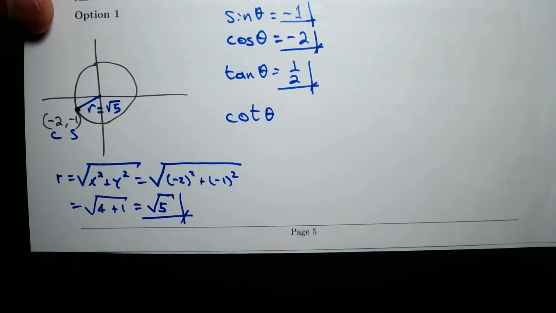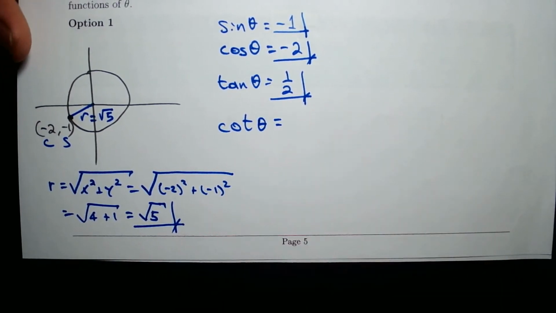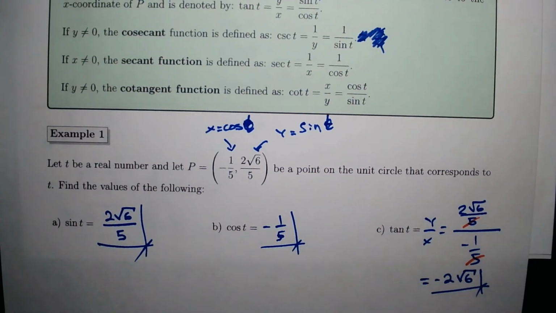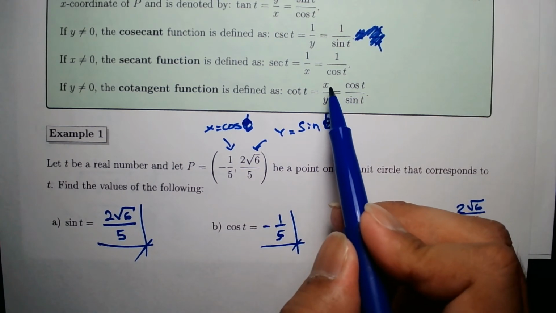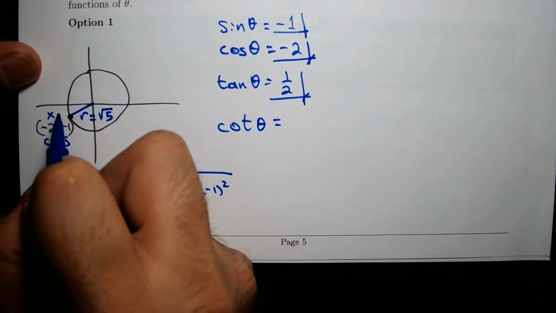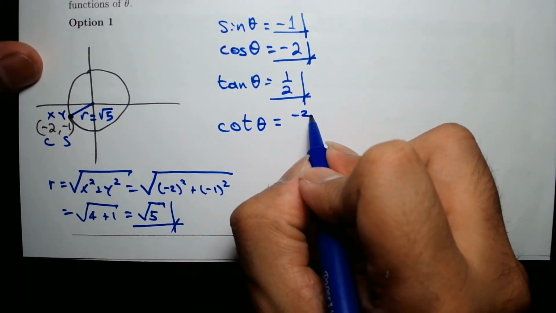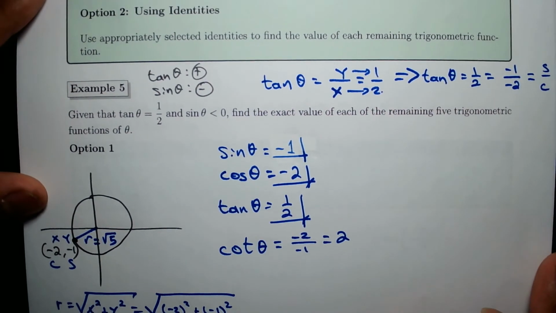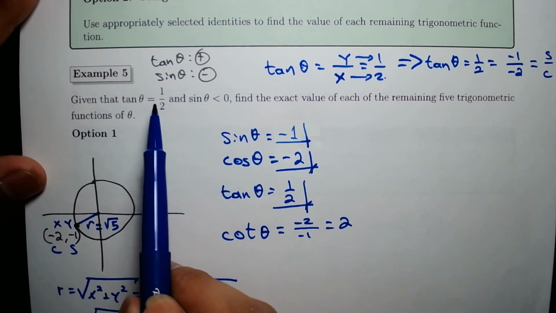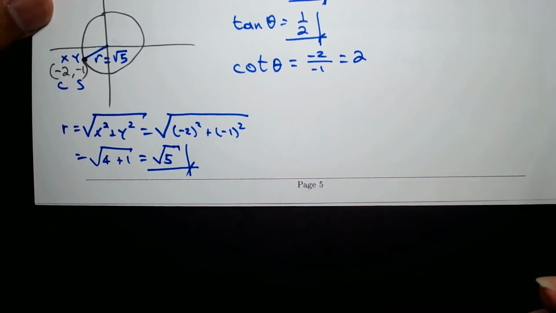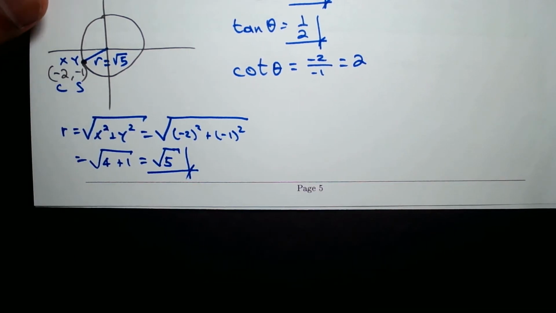So by definition, if we go back to the definitions from a couple of sections ago, cotangent is x over y. So this is x, this is y, negative 2 over negative 1, simply 2. Of course, if you look back to tangent equals 1/2, it's the reciprocal. That's using identities. In this case, again, I'm using the circle of radius r.